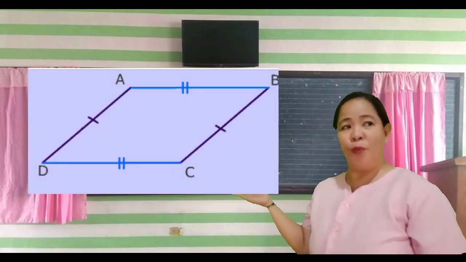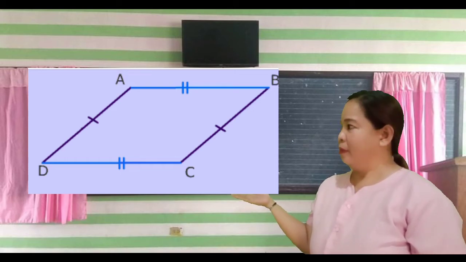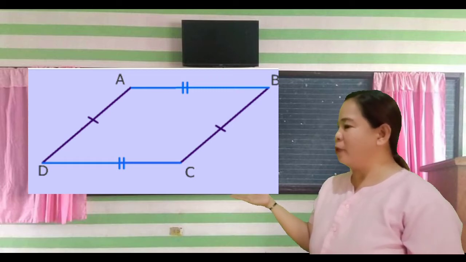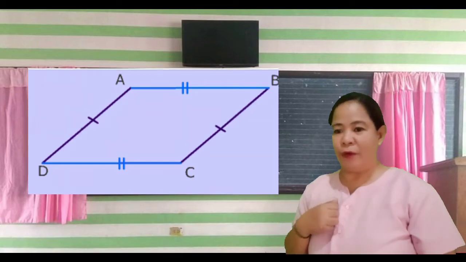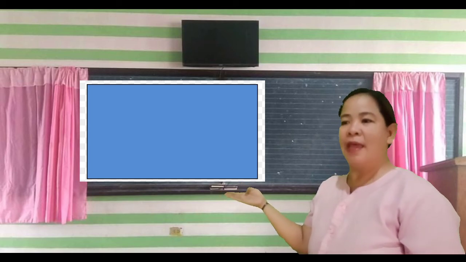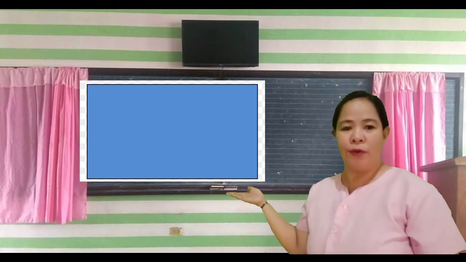Very good. The picture that group 1 received is the picture of a parallelogram. It has two pairs of parallel opposite sides. Very good, group 1. How about group 2? Very good. It is a rectangle and it has two pairs of parallel sides and two pairs of congruent opposite sides. Very good.